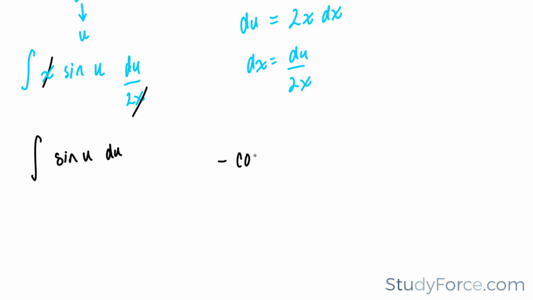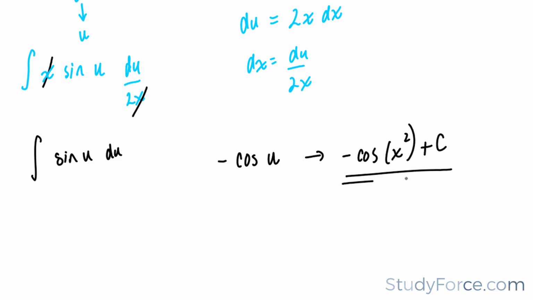Negative cosine u becomes negative cosine, and we're going to replace that u with what we set it to, and it was set to x squared, plus c. And there it is. That is the antiderivative of this function.